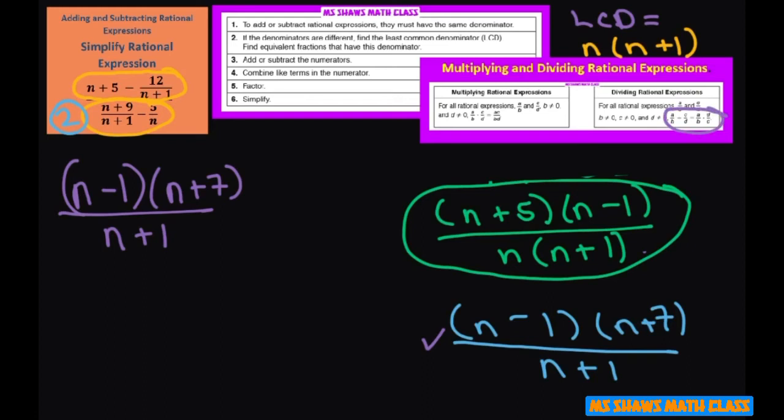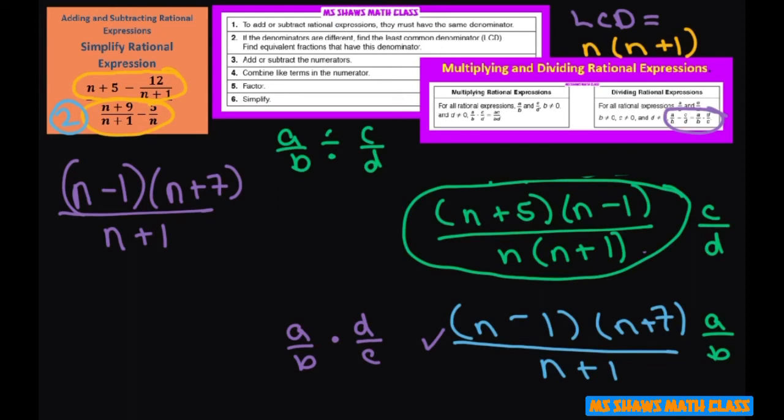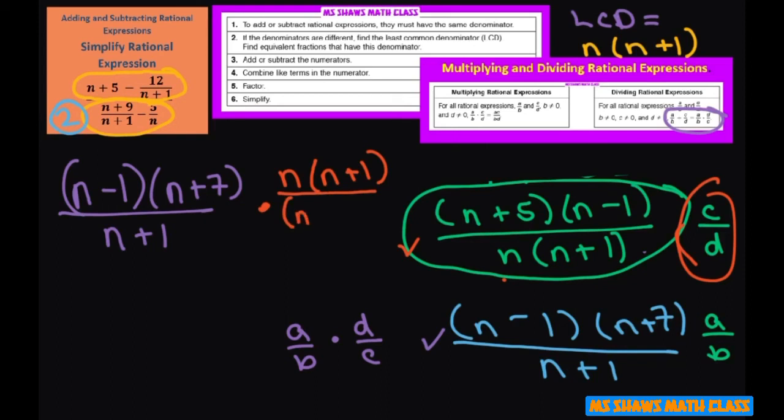So basically, if we have A divided by B and C divided by D, so A divided by B, and then we're dividing C divided by D, you can write this as A divided by B times keep, change, and flip. So what I'm going to do is take this second problem, this denominator, and flip the C and the D. So the D is in the numerator now. So you have n times n+1 divided by n+5 times n-1.